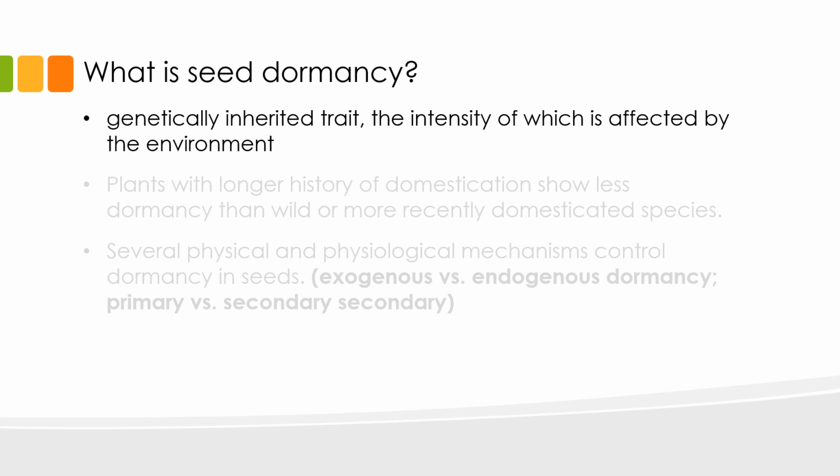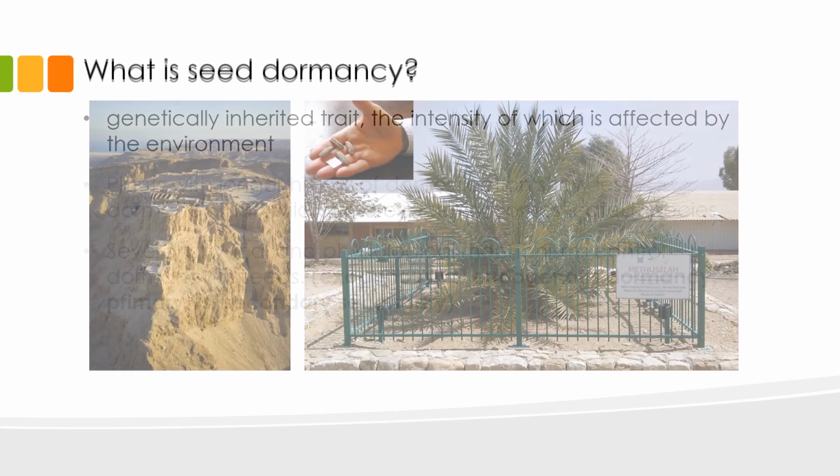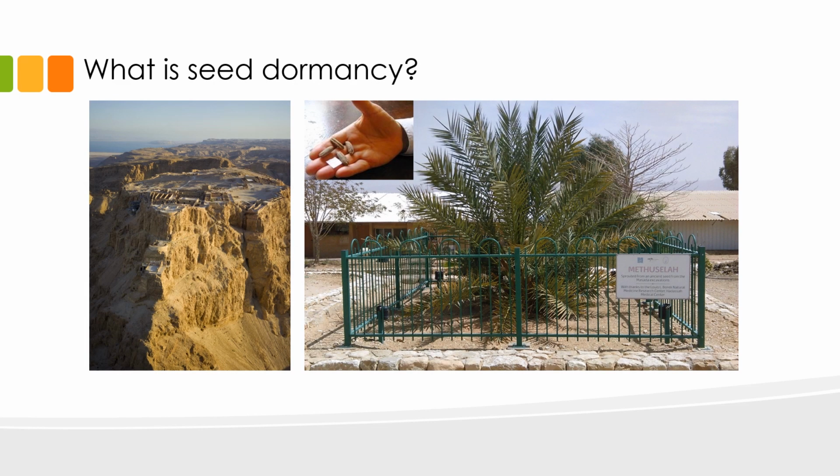Dormancy is a genetically inherited trait, but just like any other seed traits like morphology and chemistry, dormancy is also subject to the effects of the environment. The degree of dormancy, therefore, is determined by the combination of the genetics of the plant and the effects of the environment. To illustrate how the genetics of the plant and the environment determine dormancy in plants, let's take a look at this palm tree named Methuselah.